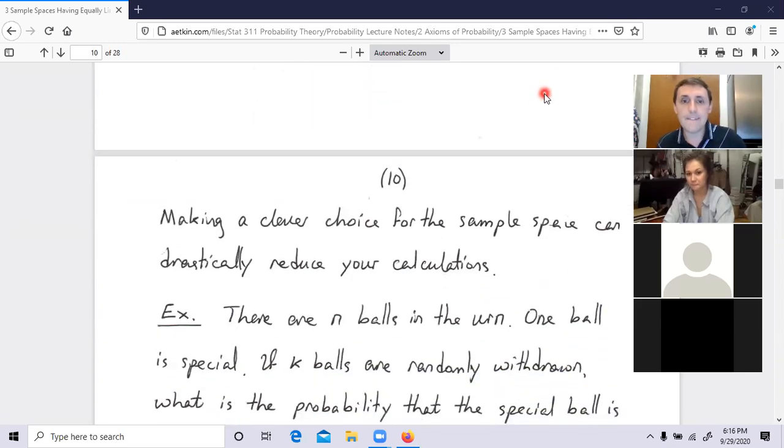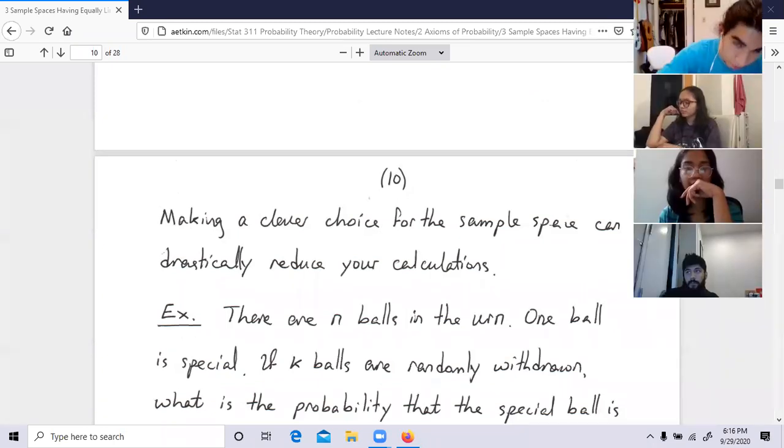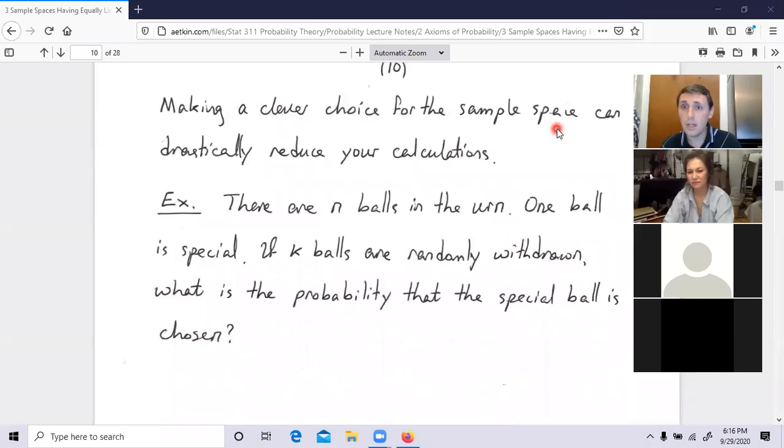So here is what I mean by making a clever choice, okay? Let's consider this next problem. The next problem is there are n balls in the urn. One ball is special. If we pick k balls randomly, what is the probability that the special ball was chosen? You understand? So we have n balls, and one of them is golden. One of them is a victory ball. The others are all the same. We don't care. If we pick exactly k, what's the probability that the special ball is chosen? We'll calculate it in several ways.